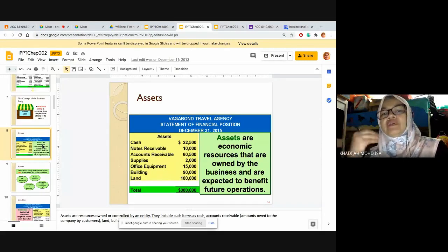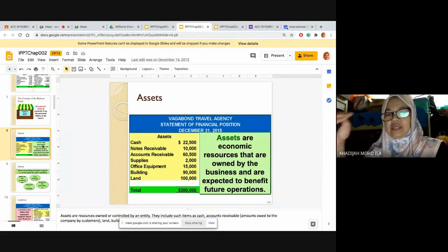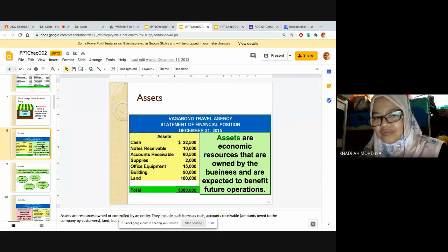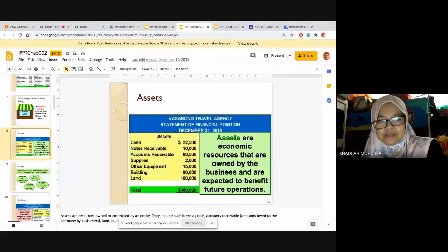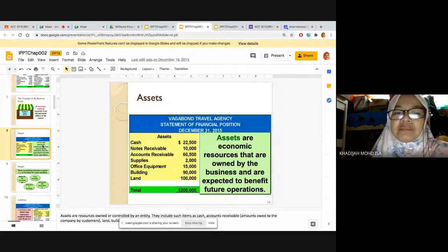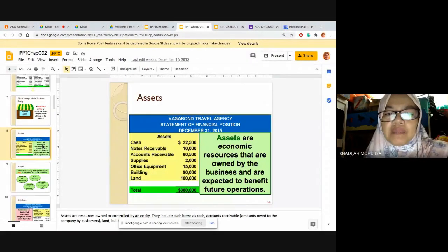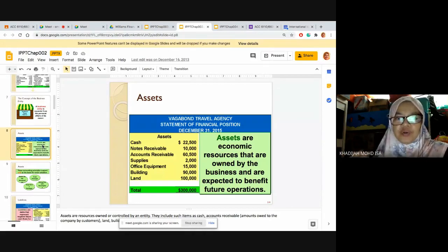Is that clear? So whenever you come across it, cash is your asset. Notes receivable means that you're going to receive from your accounts receivable, normally from your debtors, your customers. Supplies is your asset. Office equipment, building and land are also your assets. If you have to remember, you have to remember, so that whenever you come across these terms, you already know this one is an asset.